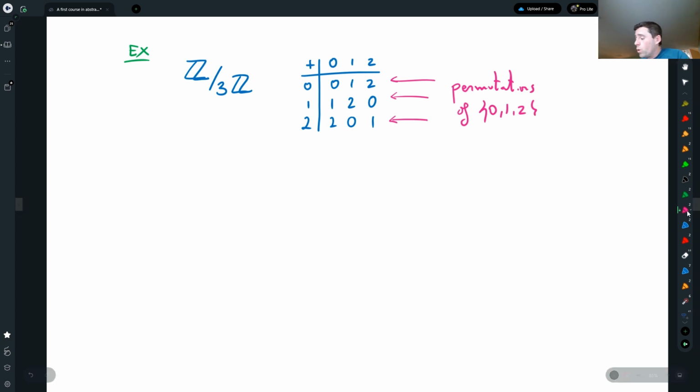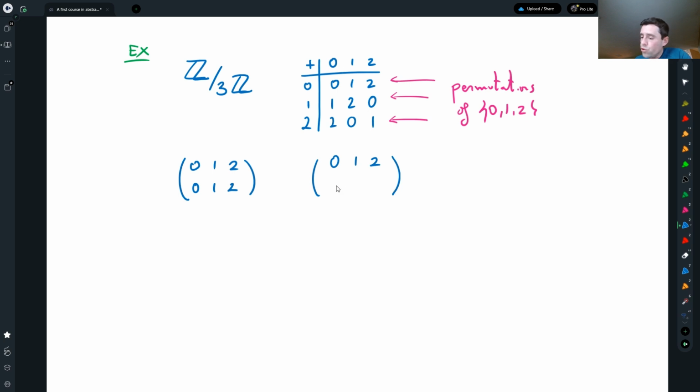So what do they correspond to? The very first row is the permutation that sends 0, 1, 2 to just 0, 1, 2. The second one corresponds to the permutation that sends 0, 1, 2 to 1, 2, 0. And the third one corresponds to 0, 1, 2 to 2, 0, 1. If you think about these now as the first element, the second element, and the third element, then we can write them in terms of cycle notation.